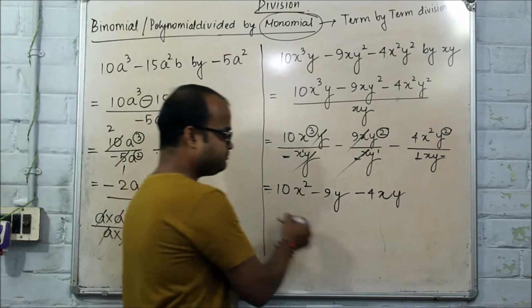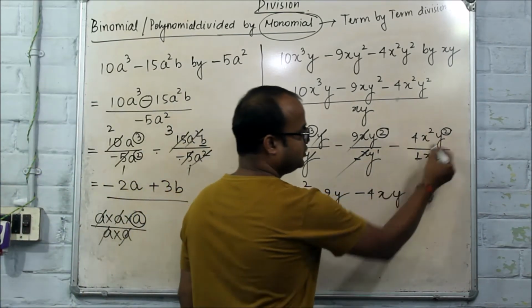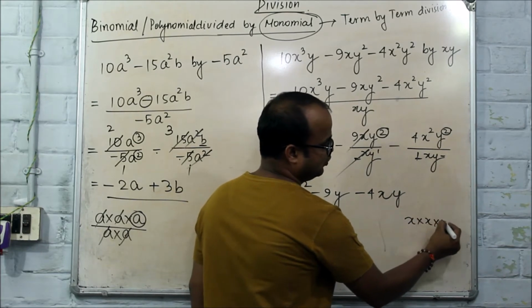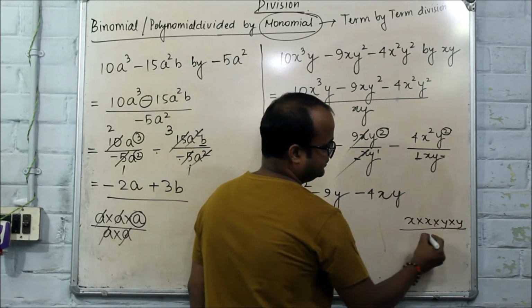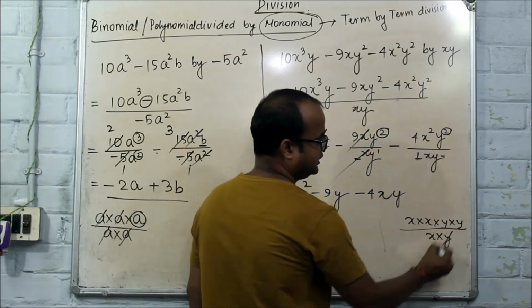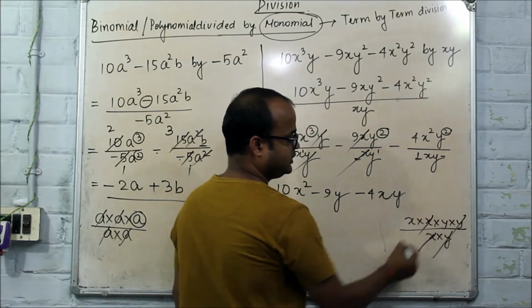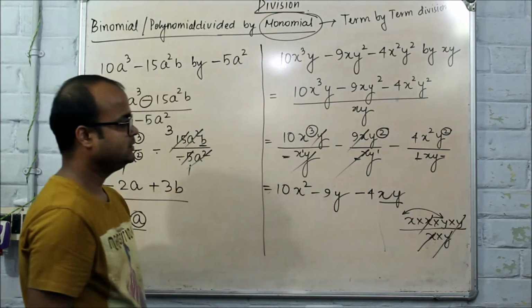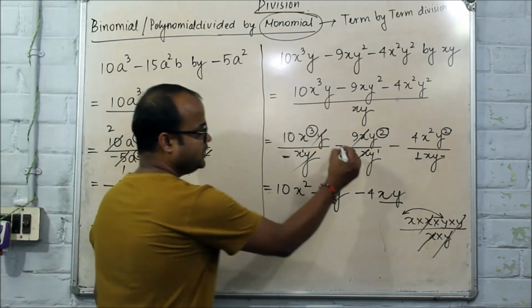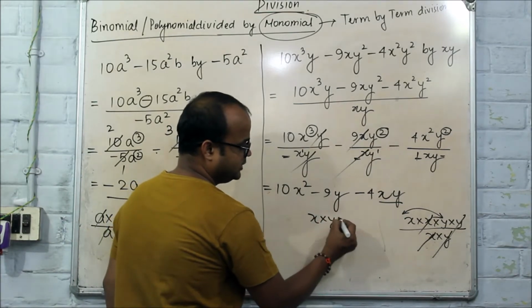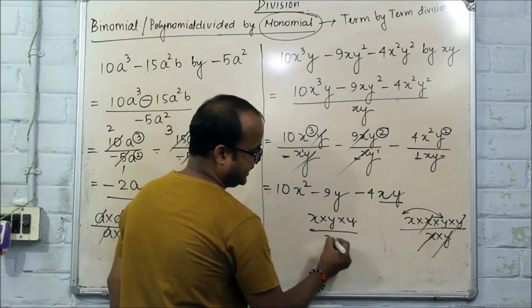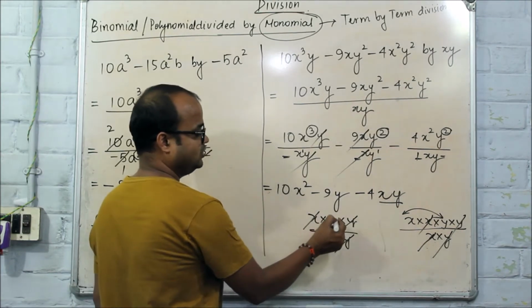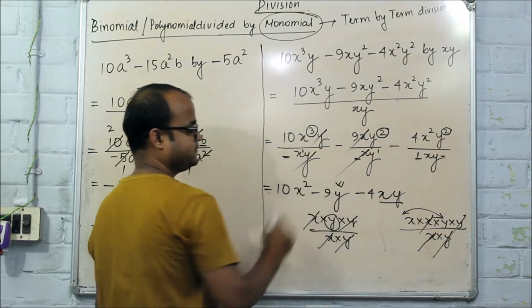Or if you have problem in understanding this, you can write 4x square y square as x 2 times, y 2 times by x into y. 1 time cancel, 1 time cancel. The only term left is x into y. See, same way you can do here x into y by x into y. 1x cancel, 1y cancel. So only term left is y. Check.